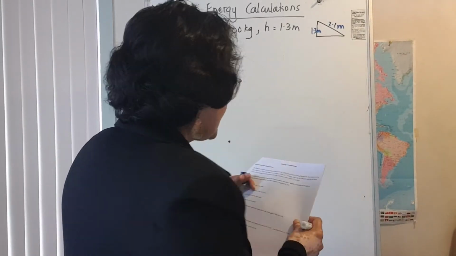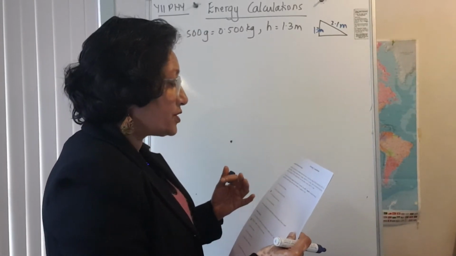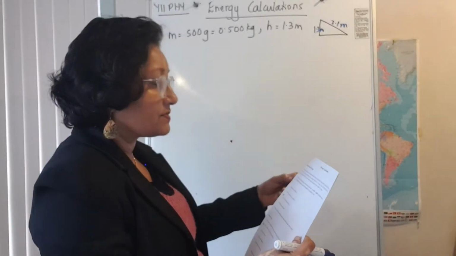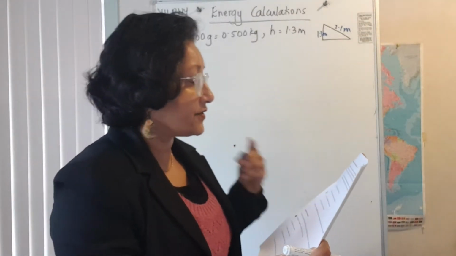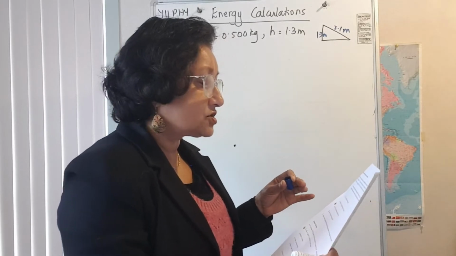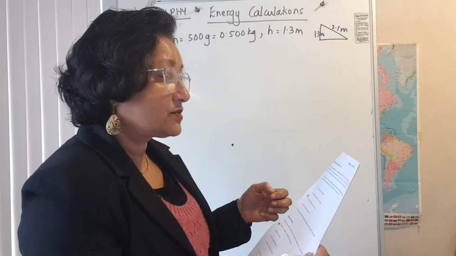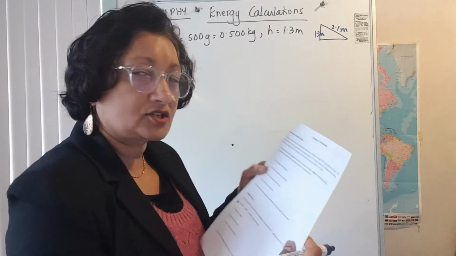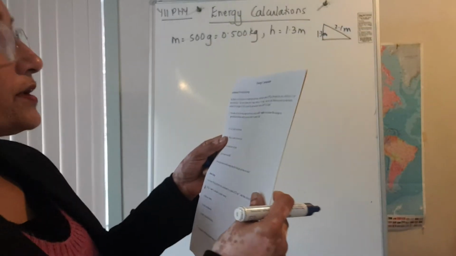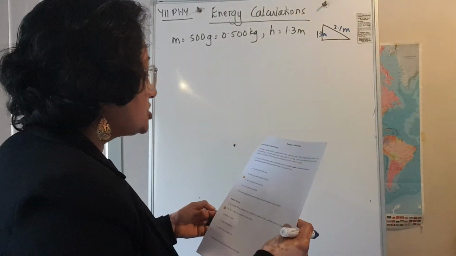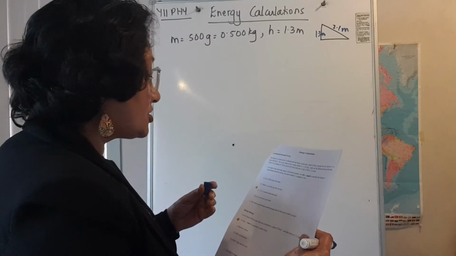Okay. Later on, the librarian picks up the books, carries it at a height of 0.80 meters across the room, and puts it on a shelf which is 2.3 meters high. So that's a scenario. In each of the following stages of the book's journey, use delta EP equals mg delta h. So the triangle is called delta. So this is where I'm reading from. Okay, to calculate the change in gravitational potential energy and state whether it's gained or lost.